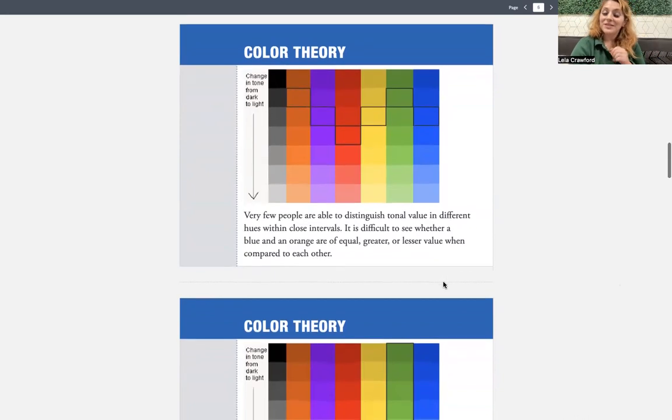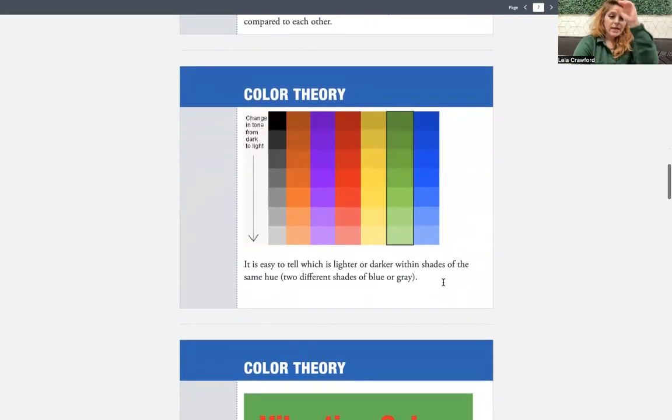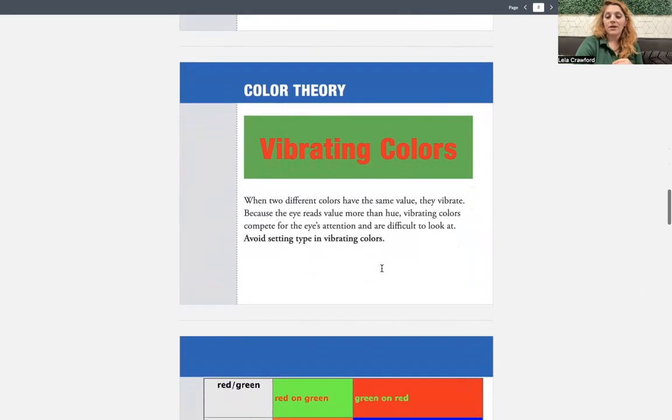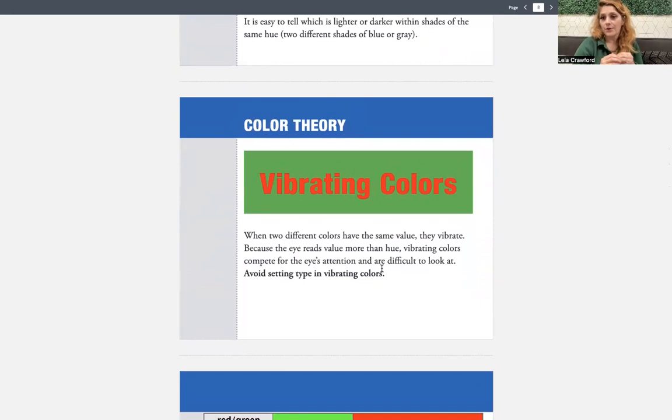Very few people are able to distinguish tonal value in different hues within close intervals. It is difficult to see whether a blue and an orange are of equal, greater, or lesser value when compared to each other. It's easy to tell which is lighter or darker within shades of the same hue, so two different shades of blue or gray.